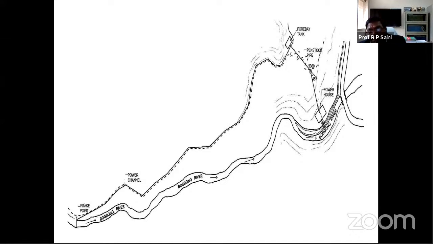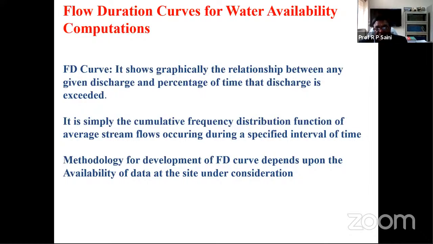So by applying any convenient method, whether basic methods or some advanced methods, you can measure the head. So measurement of head is not the problem. The problem is the discharge. Why is the discharge the problem?